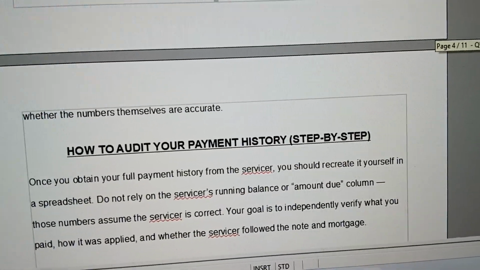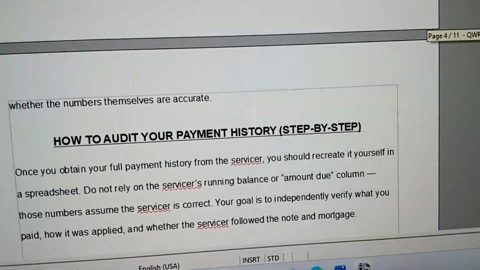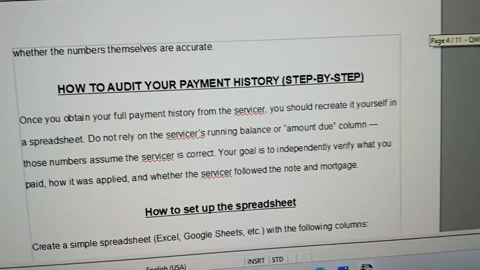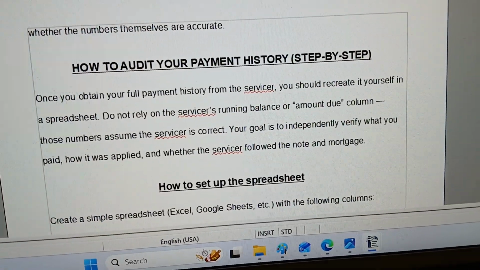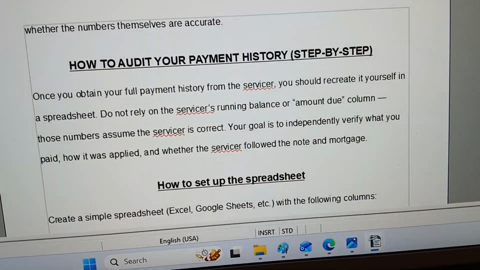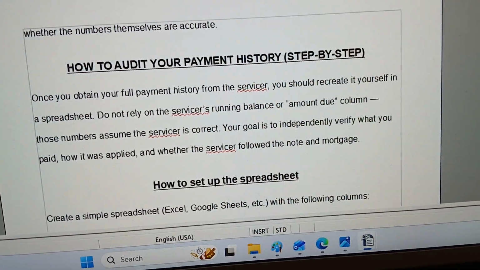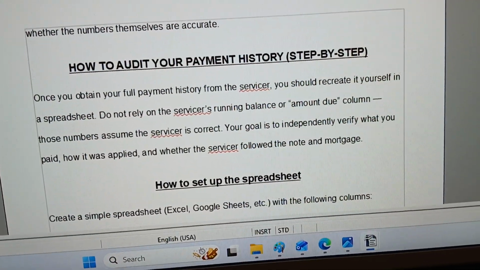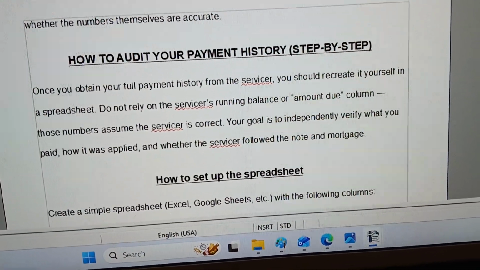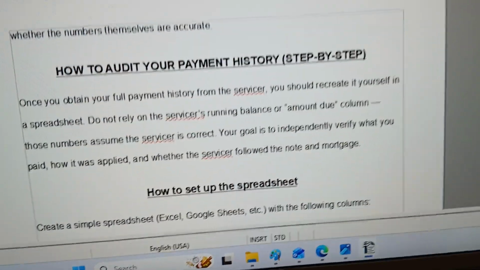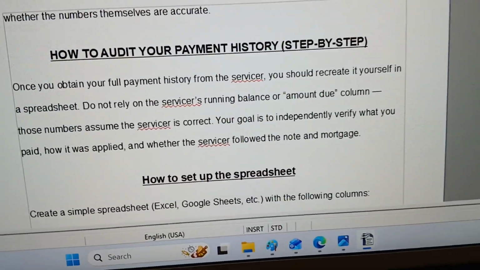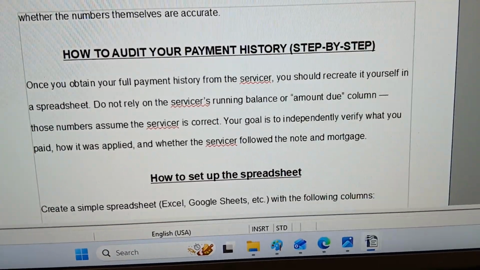Now here is how to audit your payment history step by step. Once you obtain your full payment history from the servicer, you should recreate it yourself in a spreadsheet. Do not rely on the servicer's running balance or amount due column. Those numbers assume the servicer is correct. Your goal is to independently verify what you paid, how it was applied, and whether the servicer followed the note and mortgage. How do you set up the spreadsheet?